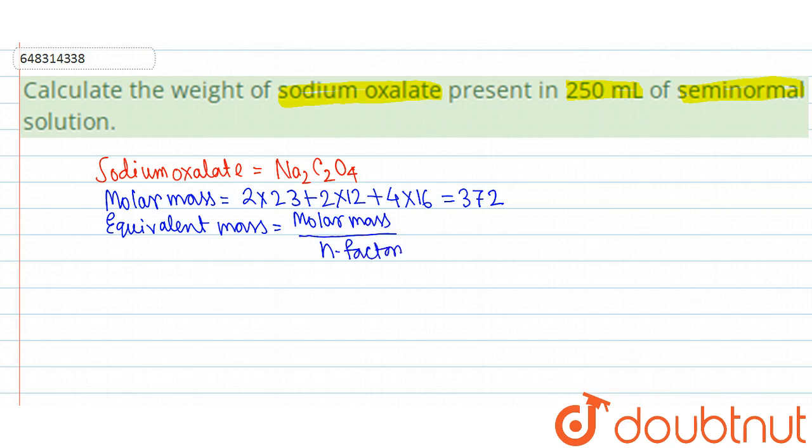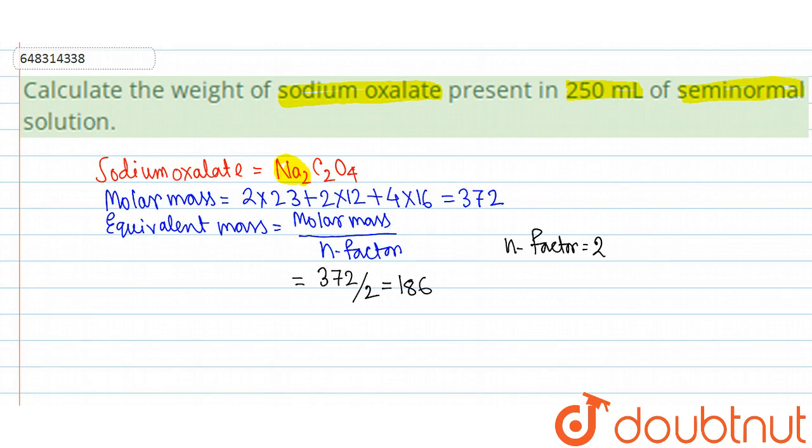Now we have sodium oxalate, so the number of cations here is 2 and the cation has valency 1. So what will be the n factor? In this case, n factor will be equal to 2. So equivalent mass will be 134 by 2, that is 67.